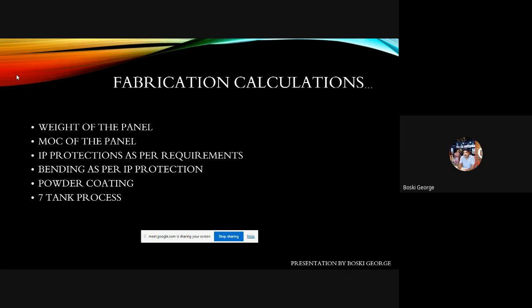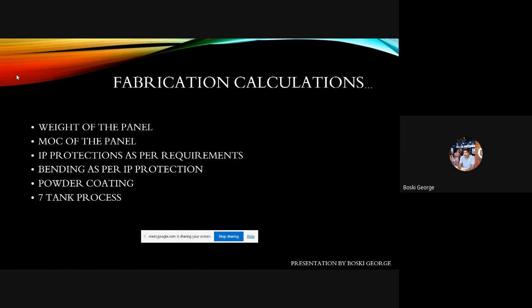All these things, the weight of the panel, and the MOC of the panel, material of construction, like SS, stainless steel, or MS, mild steel. Mainly, most of the panels we manufacture with CRCA sheets, MS, mild steel, cold rolled cold annealed sheets.